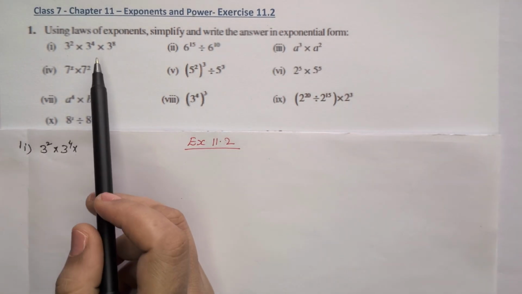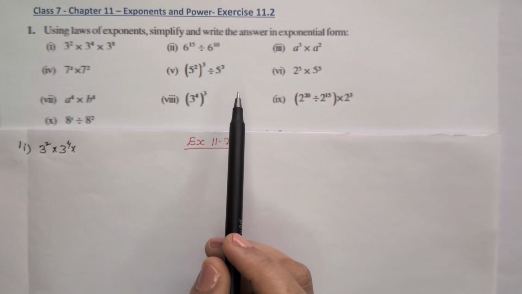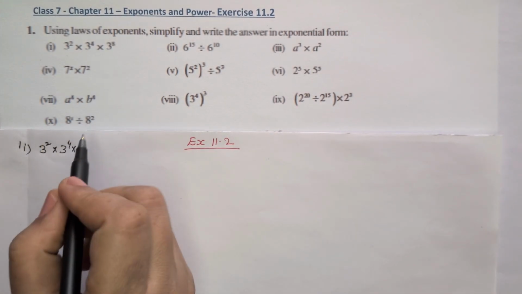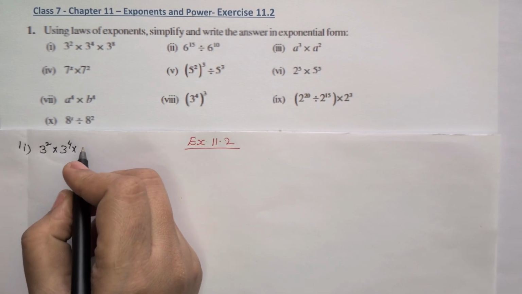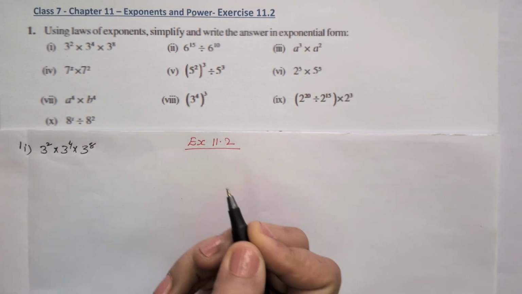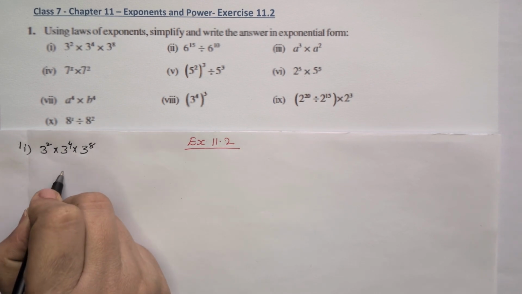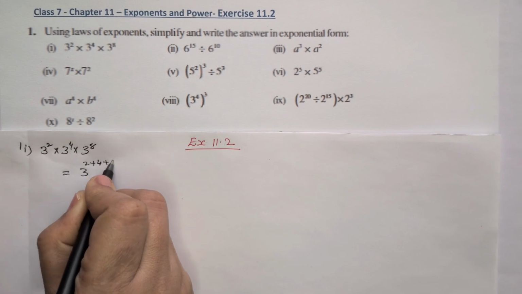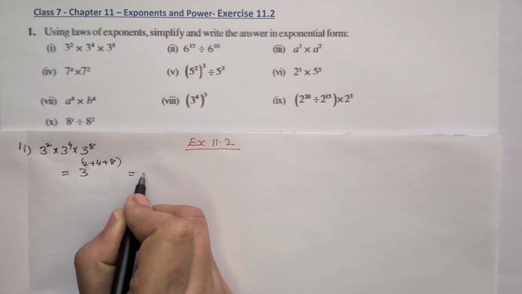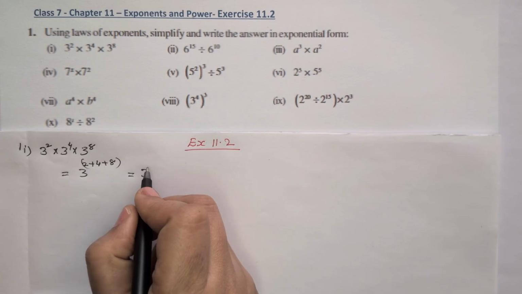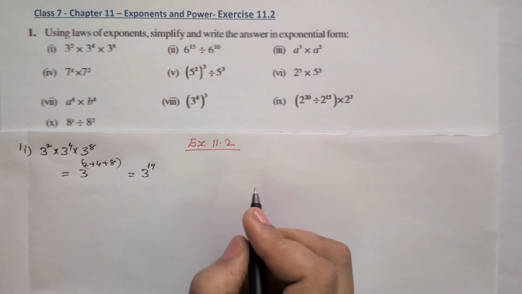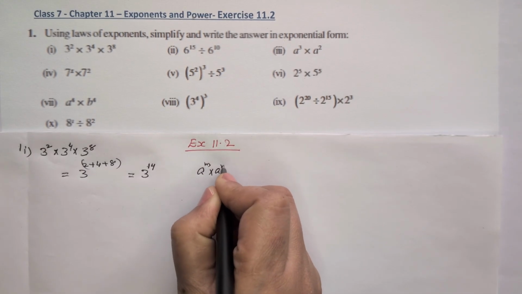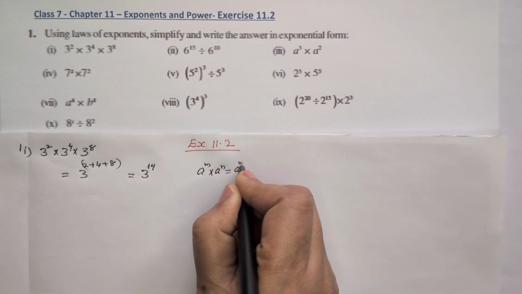Second exercise, first question: using laws of exponents, simplify and write the answer in exponential form. First one, 3 square into 3 raised to 4 into 3 raised to 8. So this we can write as 3 raised to 2 plus 4 plus 8, which is equal to 3 raised to 14. Using the rule, a raised to m into a raised to n is equal to a raised to m plus n.